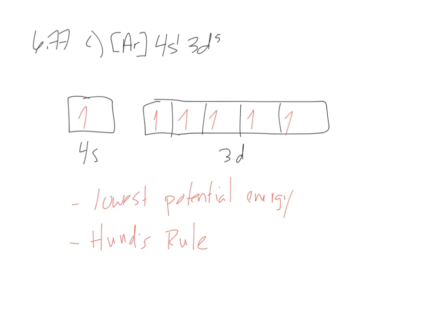This is one of those exceptions that we talked about in the d block. And so the electrons don't know the Aufbau principle. They just get pushed and pulled until they find the position of lowest potential energy.